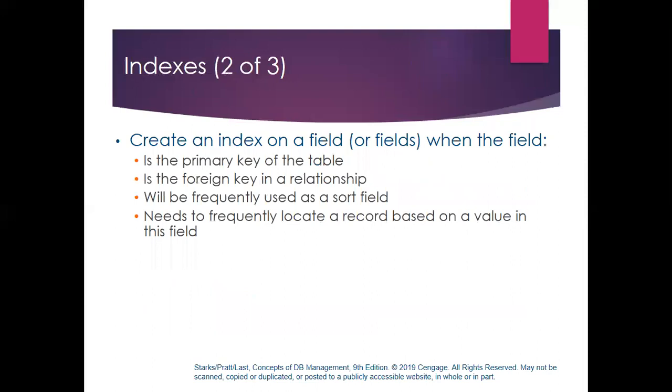An index can be created on a field or fields when one or more of the following conditions are met. The field is the primary key of the table. The field is the foreign key in a relationship. The field will be frequently used as a sort field. You will need to frequently locate a record based on a value in this field.